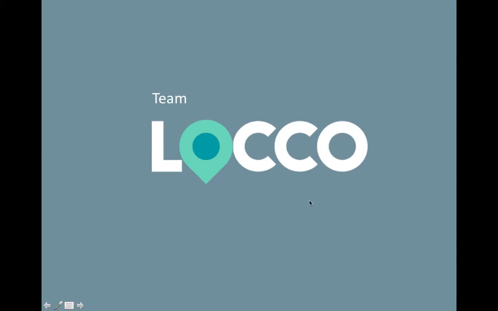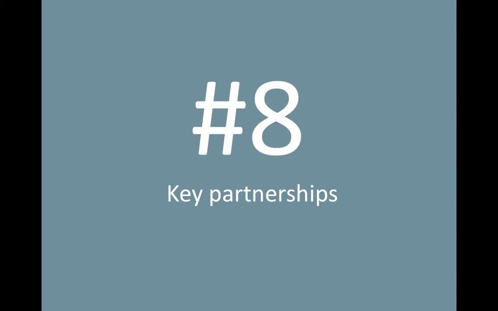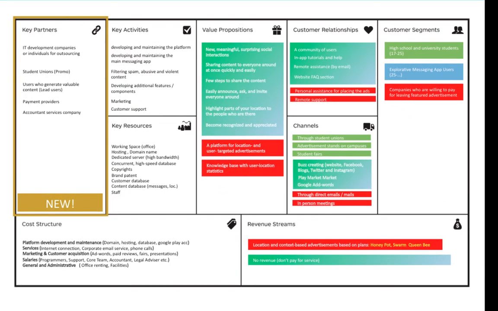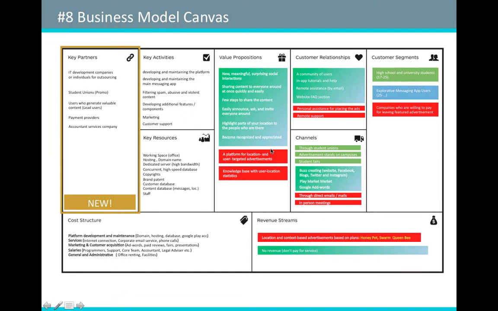Welcome, this is the 8th presentation, and this one is more about key partnerships. After this we try to focus on the left part of the business model canvas, and we didn't have anything so far for that. So what we came up with is mostly our key partners, and that didn't change anything in the rest of the canvas. So that's what we're going to talk about today.